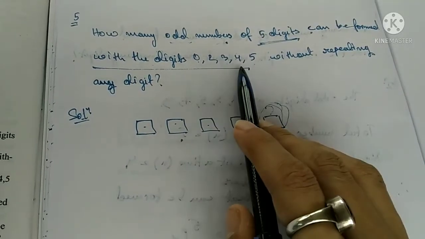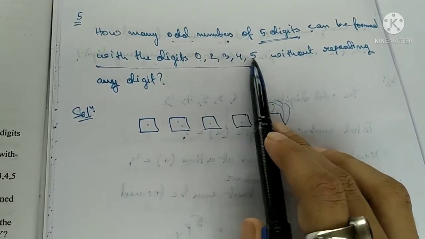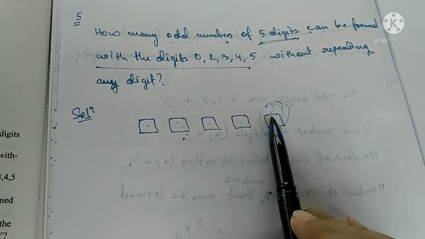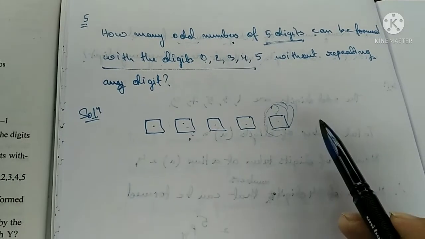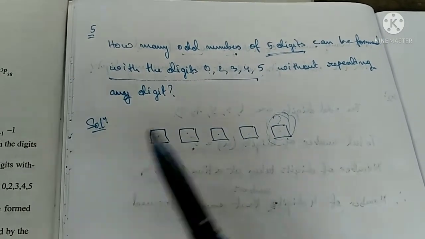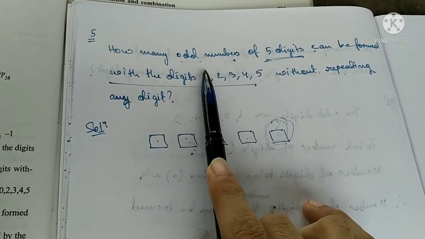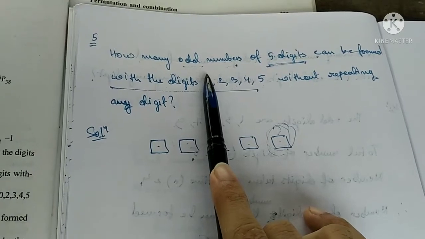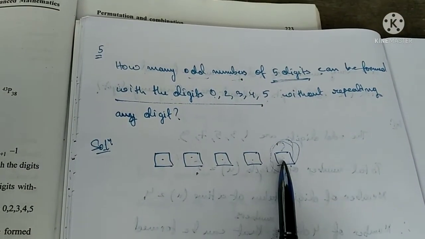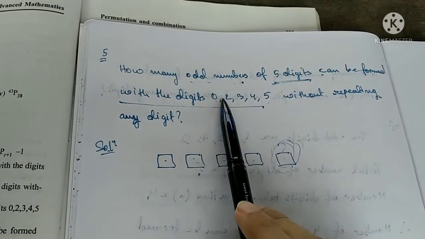Understand? Why 3 ways? Because 0 cannot come, and from these 4 digits, one of the digits, either 3 or 5, will go to the last place, because it is an odd number. So 0 cannot come in the first place, so 0 is gone. Now there are 4 available digits, and out of these 4 digits, one of the odd numbers should go in the last place.